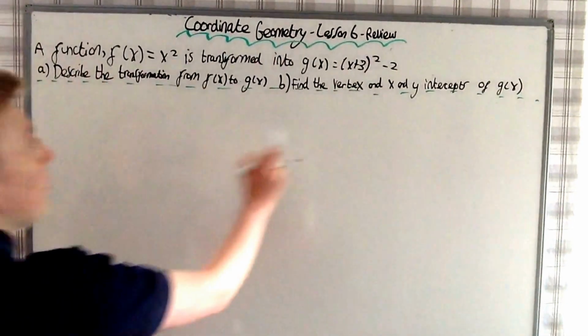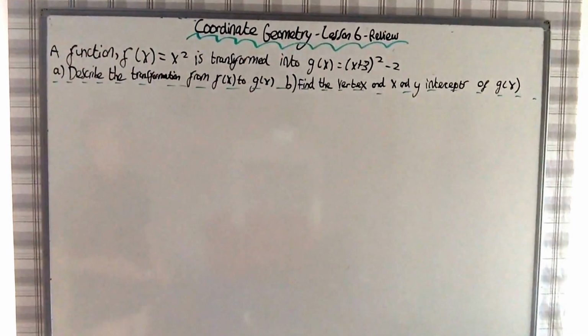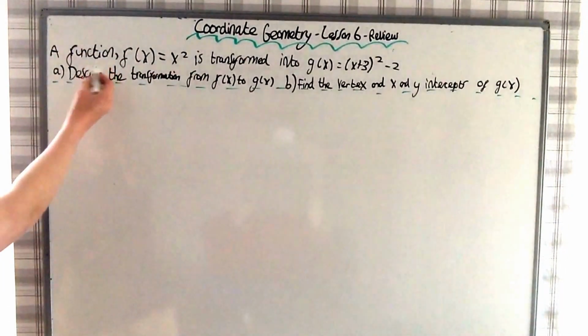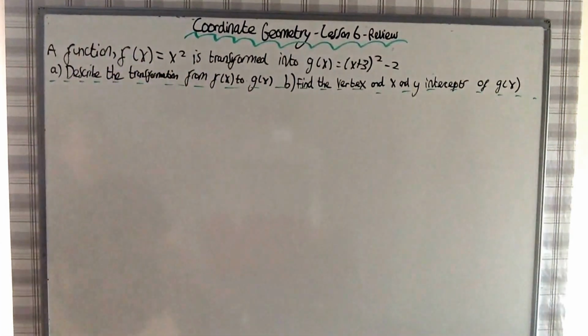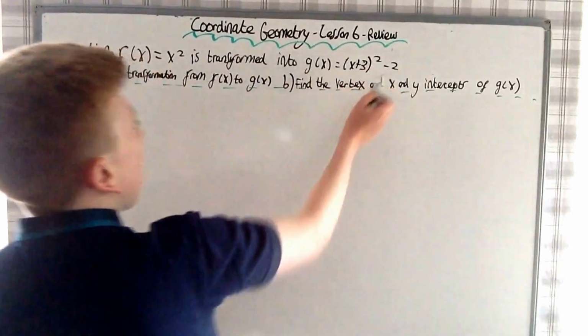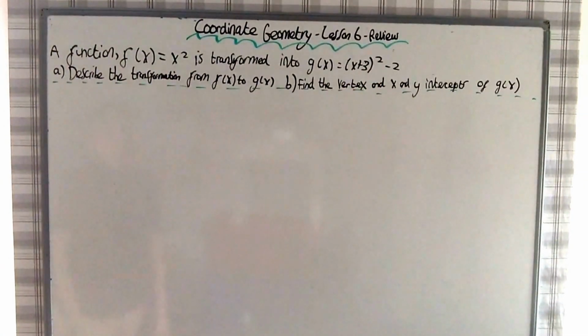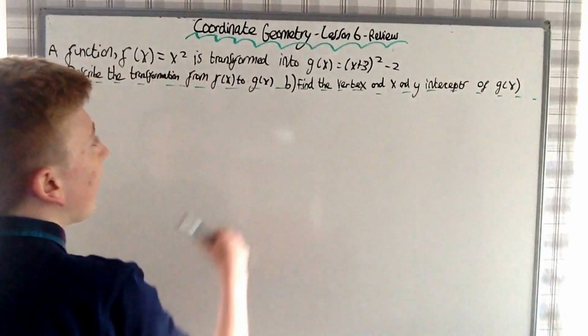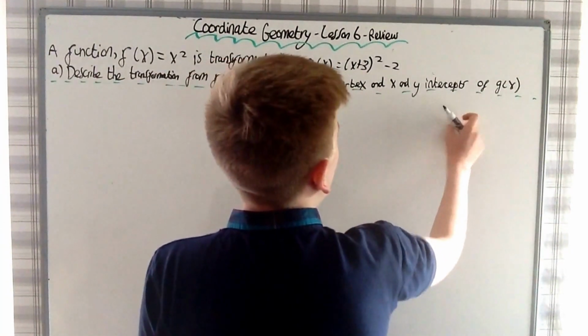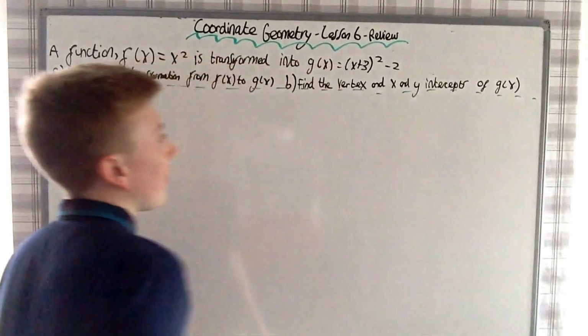So we've got a part A and a part B, and this is typical of what you could get in an exam. A function, f of x equals x squared, is transformed into g of x equals (x plus 3) all squared minus 2. And it tells us to A, describe the transformation from f of x to g of x, and B, find the vertex and x and y intercepts of g of x.